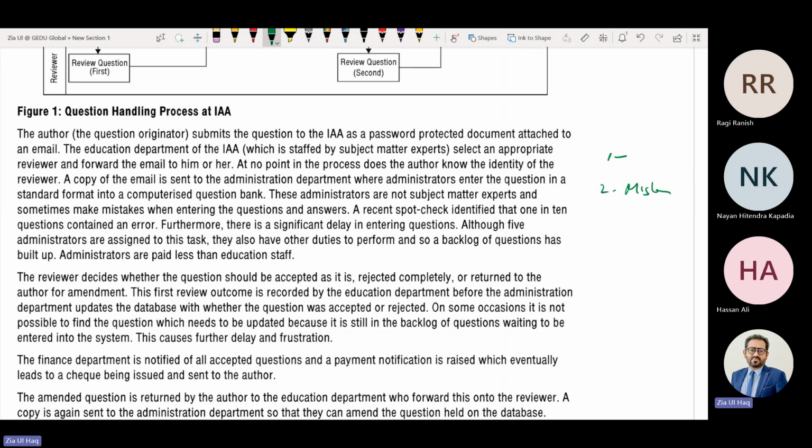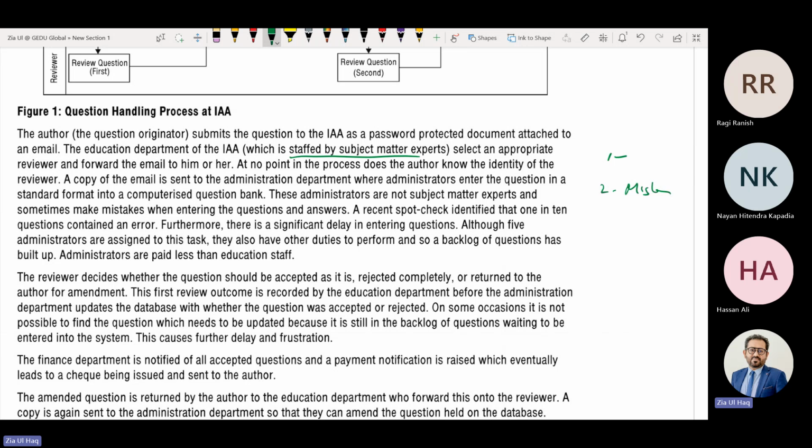So what should we do? We should train these administrators. If they need any training, we should train them so that there shouldn't be any mistakes. And they are not subject matter experts. So we should appoint some subject matter experts, or make them experts through training. We can recruit, or this task can be assigned to the education department because they are subject matter experts. What they are doing is just transferring questions from one place to another, so what's the purpose of having subject matter experts? This task should be assigned to the education department.